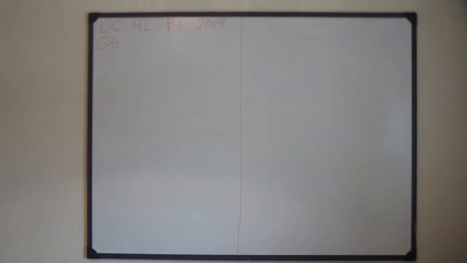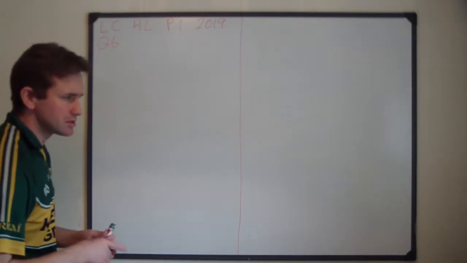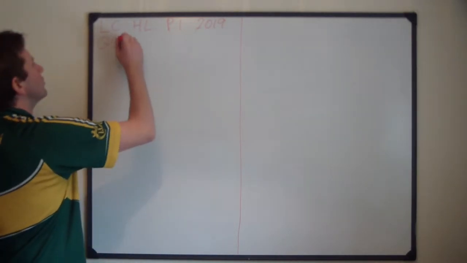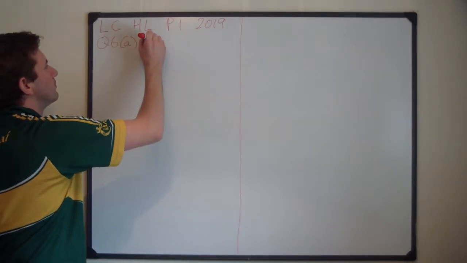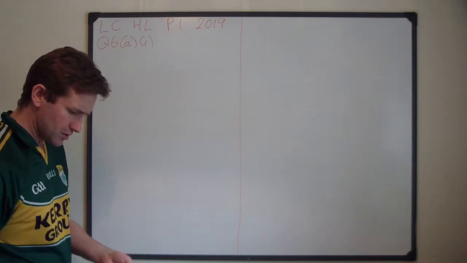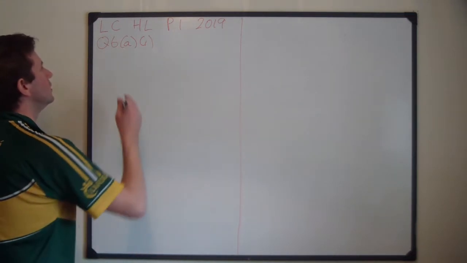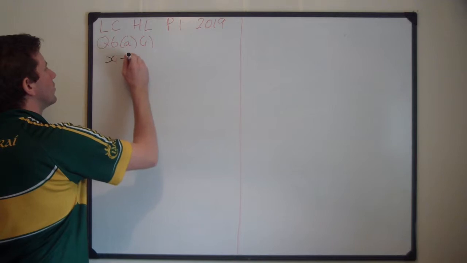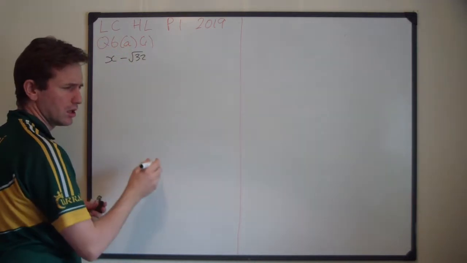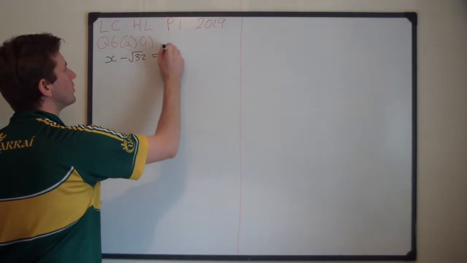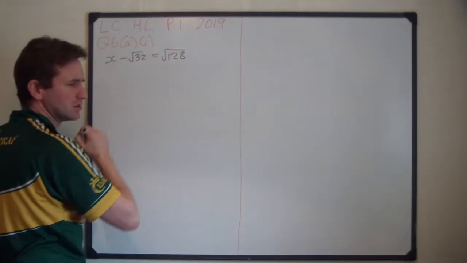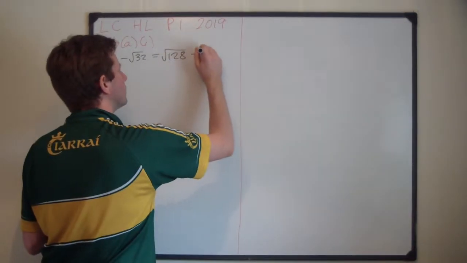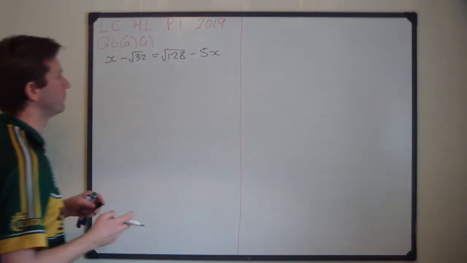Okay, so we continue. So looking at question 6a here, there's a small little equation. So it's an equation in x. So I see x minus square root of 32 equals square root of 128 minus 5 times x.